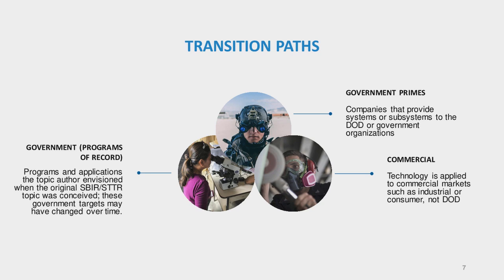So you can think of it this way, as three broad groups of transition paths. You can sell directly into the government. You can sell as a vendor or a subcontractor to a government prime contractor, or you can sell into the commercial markets. So today I'd just like to focus on the first two, selling directly to the government and as a sub through a prime.